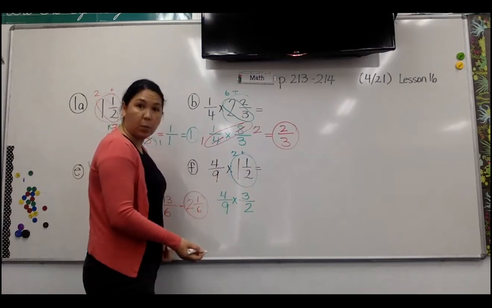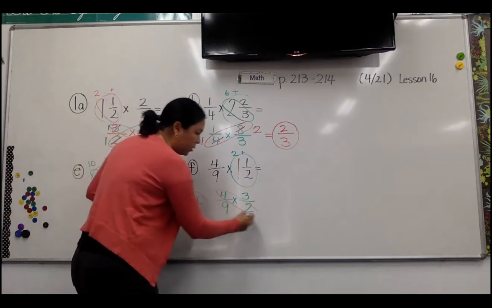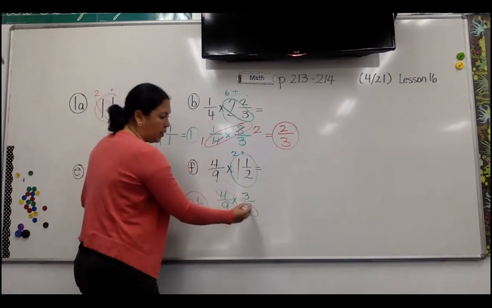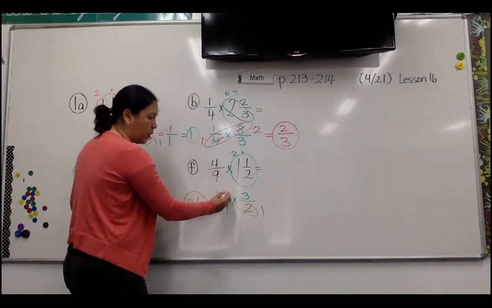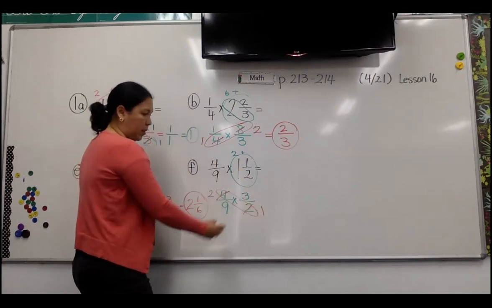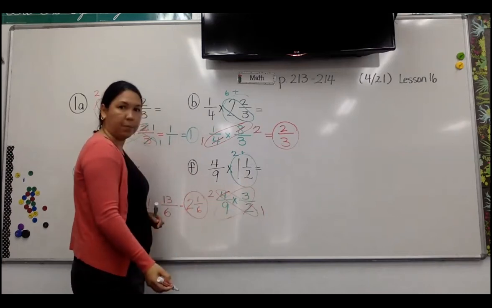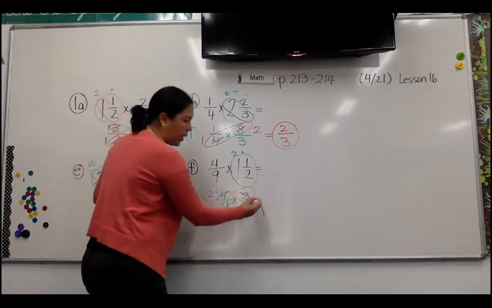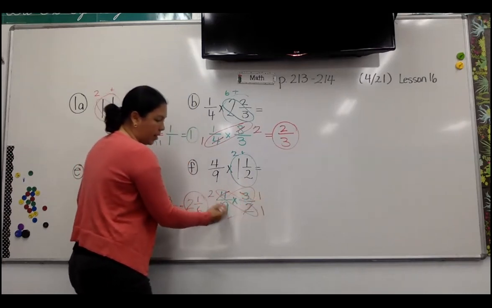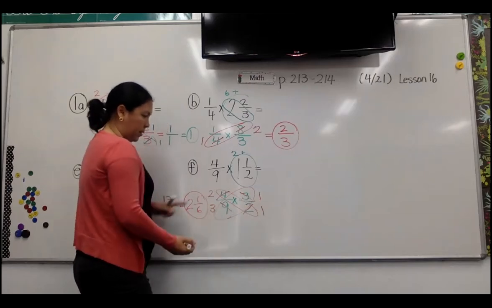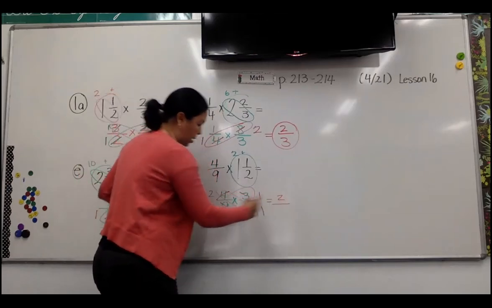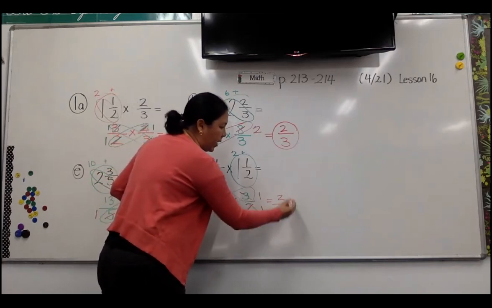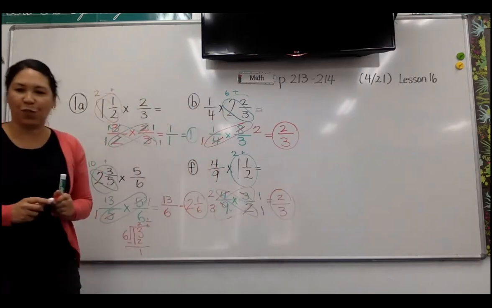Ooh, I can cross cancel both ways. So this way, I'm going to divide by 2. How many 2's can go into 2? 1. How many 2's can go into 4? 2. Now I can cross cancel this way. How many 3's can go into 3? 1. How many 3's can go into 9? 3. So then I just multiply sideways. 2 times 1 is 2. 3 times 1 is 3. Who got 2/3 for F?